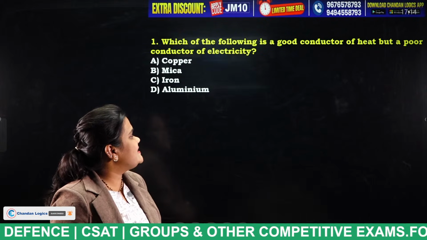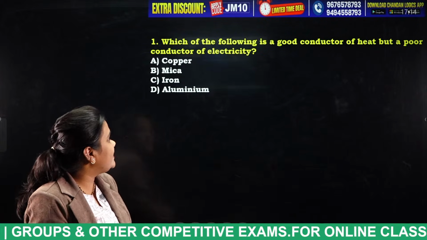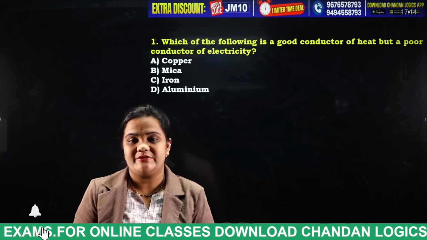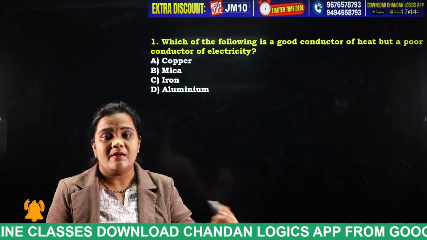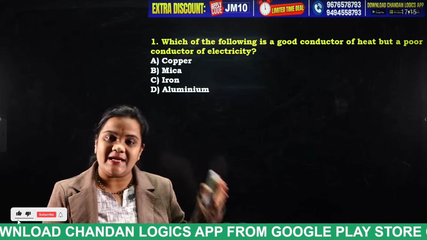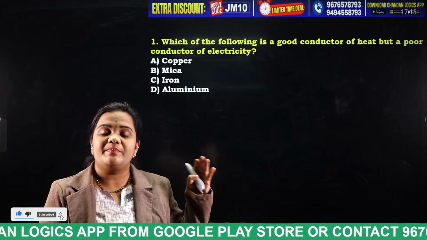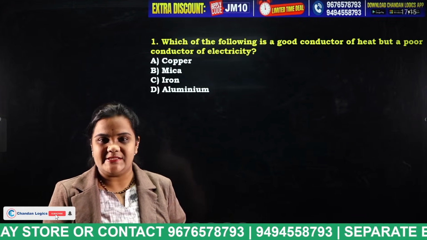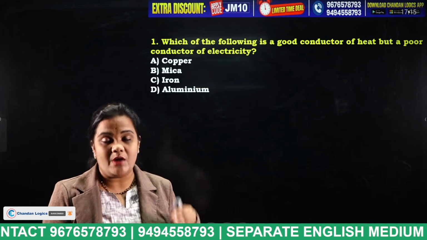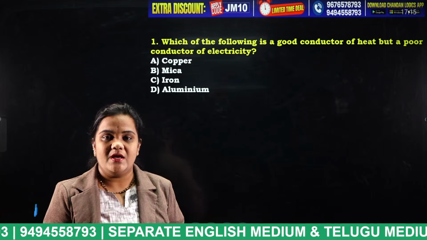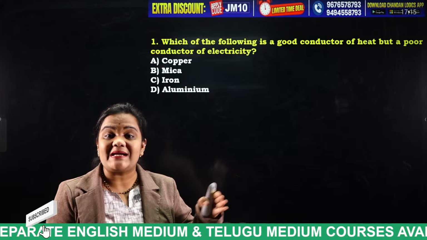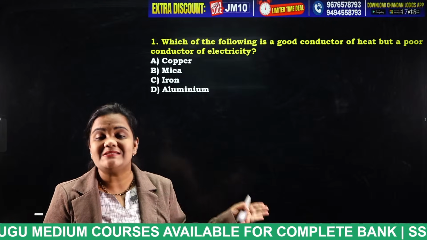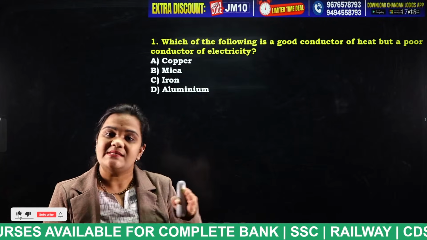Which of the following is a good conductor of heat but a poor conductor of electricity? Copper, mica, iron, aluminium. So what is the answer for this question? Actually, I have told that metals are good conductors of heat and electricity, and non-metals are bad or poor conductors of heat and electricity. Metalloids act as semiconductors. That means they will conduct electricity between the metals and non-metals.